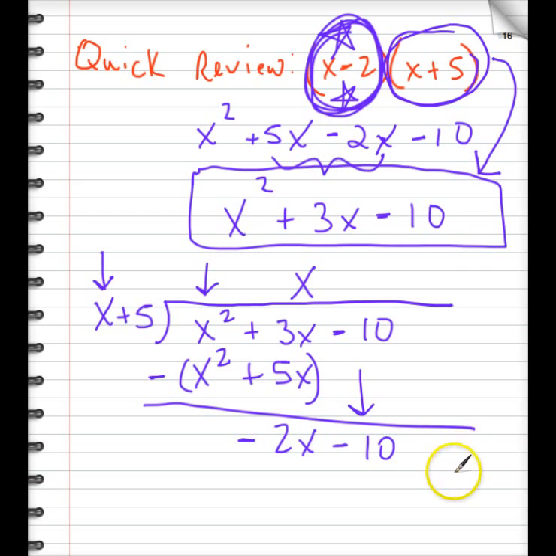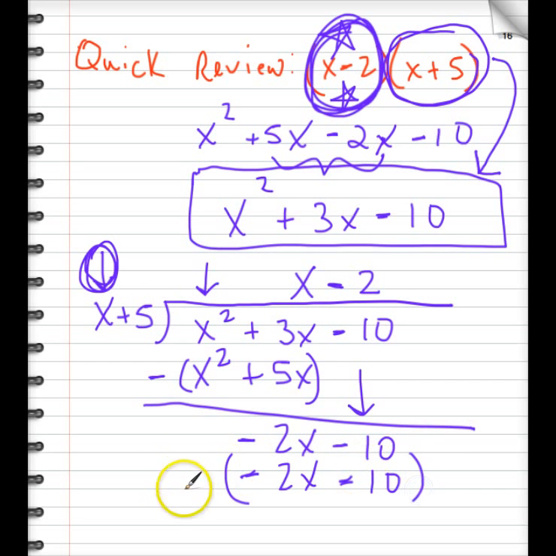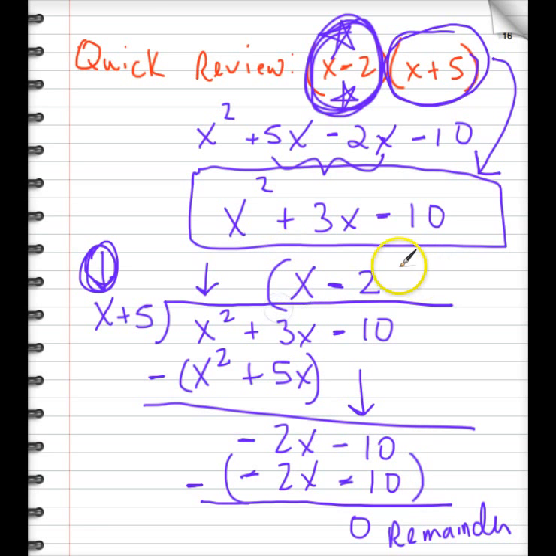Now, you go back to this first position here and ask yourself, x times what gives me negative 2x? Well, that's minus 2, which goes up here in the constant column. Multiply back. Negative 2 times x is negative 2x, and negative 2 times 5 is minus 10. Now, when you subtract, anything subtracted by itself is 0, so you have 0 remainder, and you got what I said you'd get. You got your x minus 2 factor.